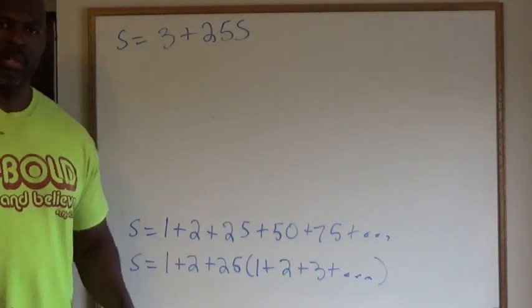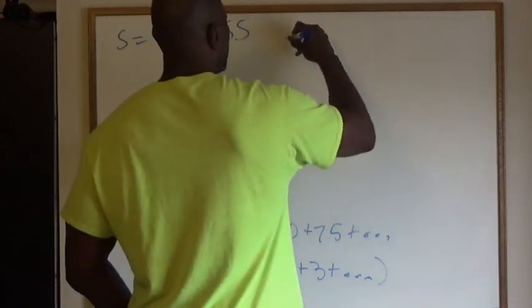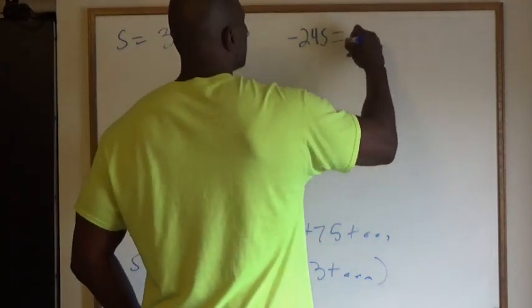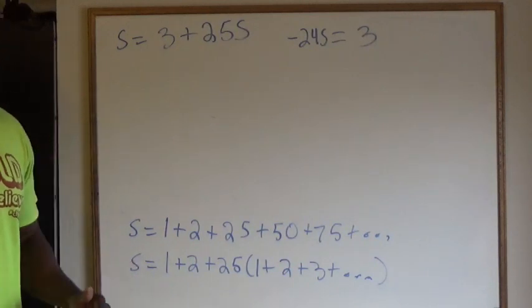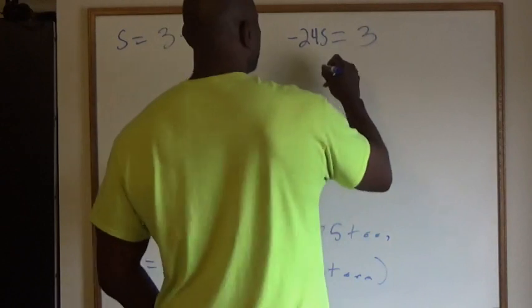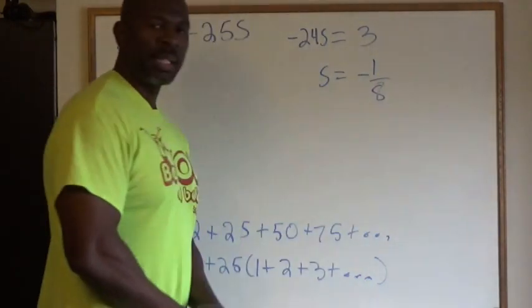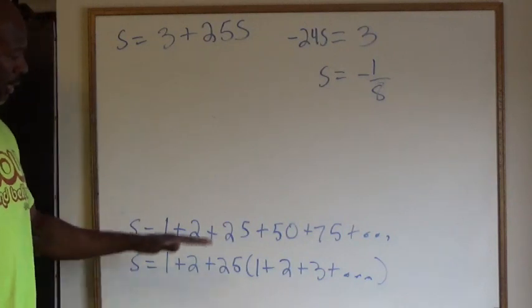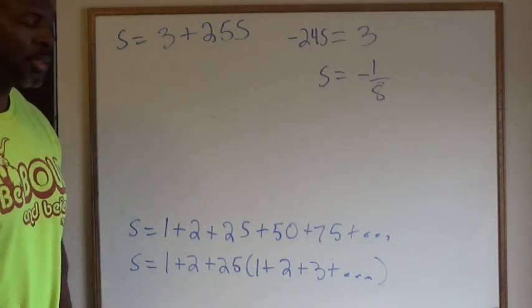So again, simple algebra, we subtract 25S from both sides. That'll give us negative 24S equals 3. Divide both sides by negative 24. S is negative 3 over 24, which reduces to negative 1 over 8. So again, we get negative 1 over 8. Like I said, this particular method is more convincing to me than negative 1 over 12.